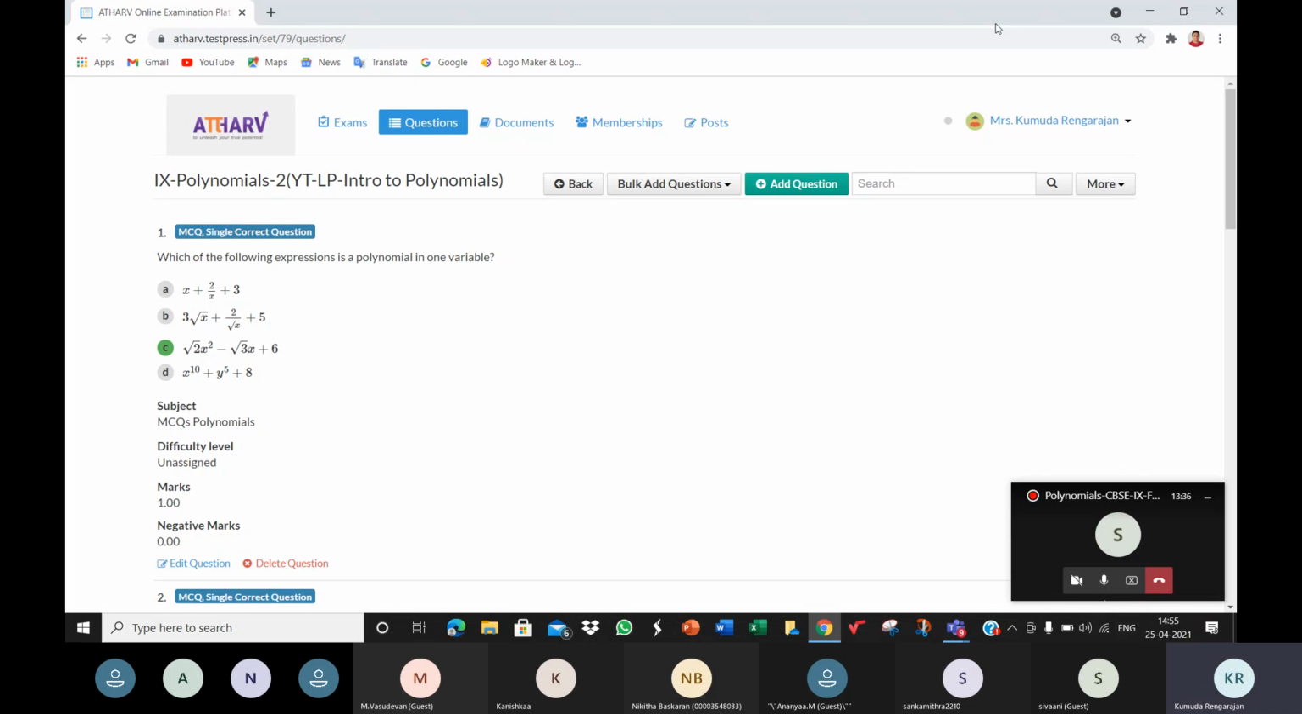Both options C and D are polynomials. All the options A, B, C, and D are algebraic expressions. Options C and D are algebraic expressions as well as polynomials. C is a polynomial in one variable x, while D is a polynomial in two variables x and y. But what's the question? Which of the following expressions is a polynomial in one variable? So the correct option is option C.